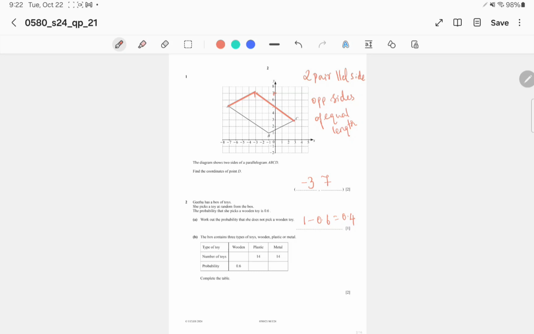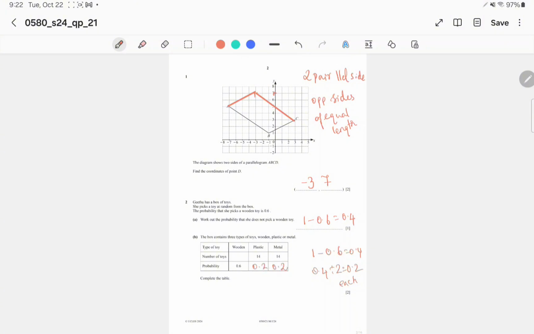Next question, B question. The box contains 3 types of toys: wooden, plastic and metal. The ratios have been given, so we have to find the remaining answers. So the wooden total is 0.6. The remaining will be in the probability part. It is 1 minus 0.6, so it is 0.4. So 0.4 divided equally is 0.2 each. So this is 0.2, this is also 0.2.